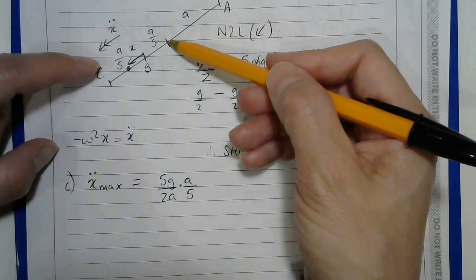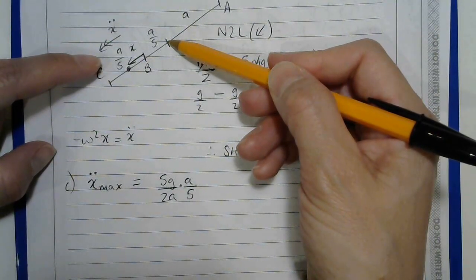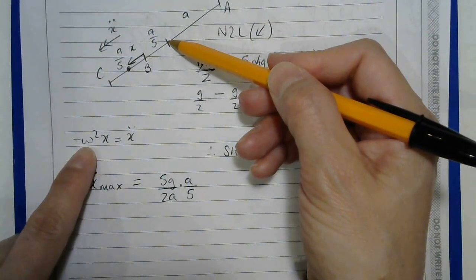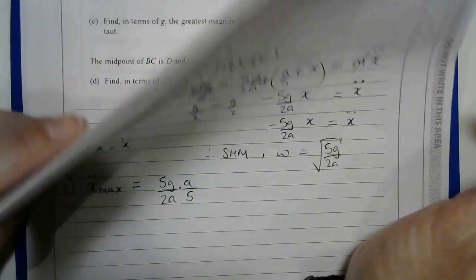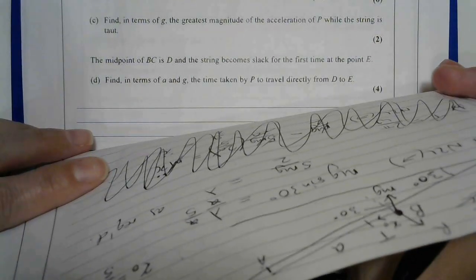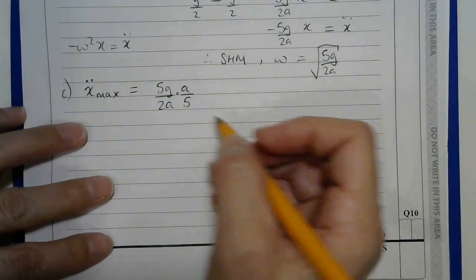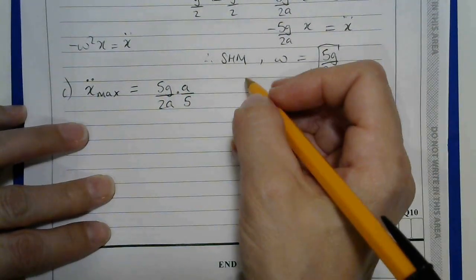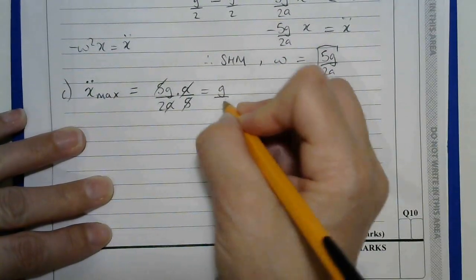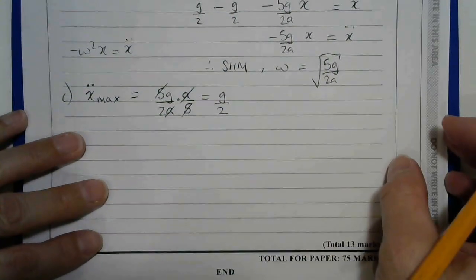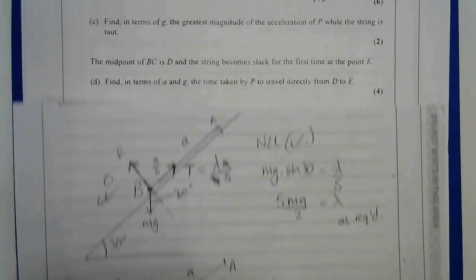Instead, if I were to put this value in of negative a over 5, the two negatives would cancel, and then you get a positive acceleration. Okay, so here they ask for the magnitude of the acceleration, so I need to make it positive in any case. Let's see what that will end up to be. The a's will cancel, the 5's will cancel, and I just get g over 2 as the maximum acceleration. And that is part C, worth 2 marks.